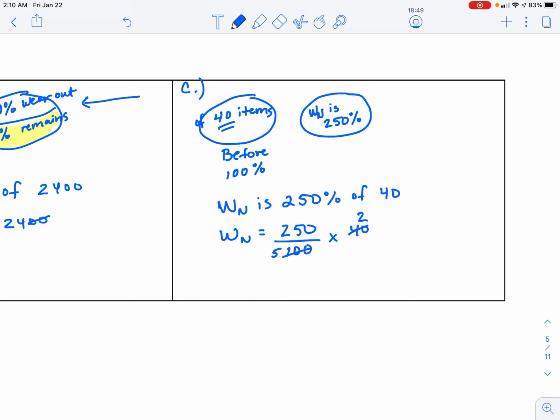Now I'm going to go ahead and reduce here. 20 goes into 40 twice. It goes into 10 5 times. Looks like I can even reduce here. Get a 1, and 5 goes into 250 50 times. So the number is then 100.